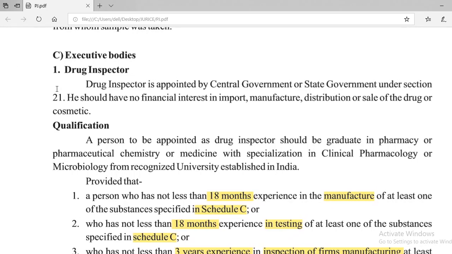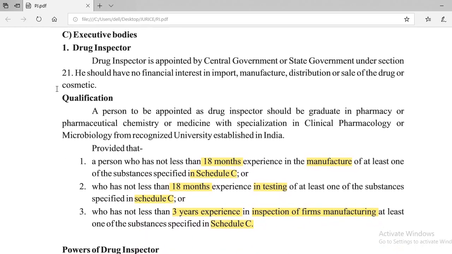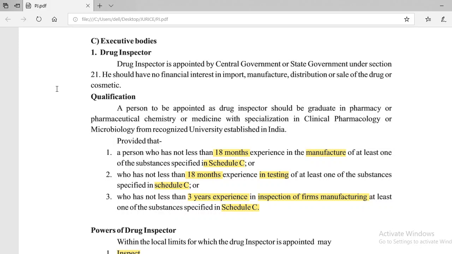Now the very important part is the qualification. The qualification is more or less similar to that of the other bodies or members we have seen. That is, he should be a graduate in pharmacy or pharmaceutical chemistry, or with a specialization in clinical pharmacology or microbiology, from a recognized university established in India. But in addition to this, the major requirement for qualification as a drug inspector is that he should have 18 months of experience in manufacturing of Schedule C drugs.